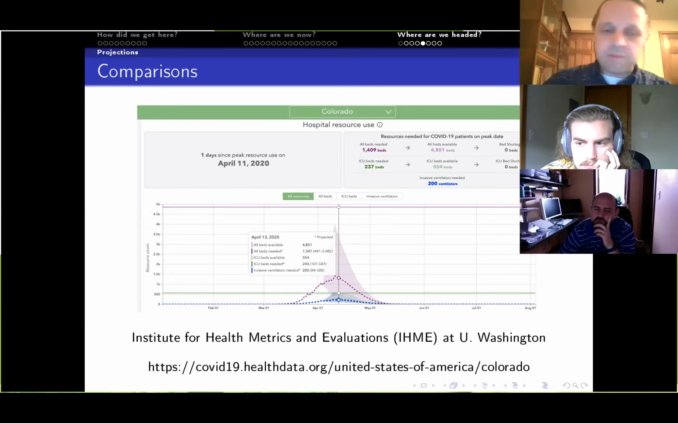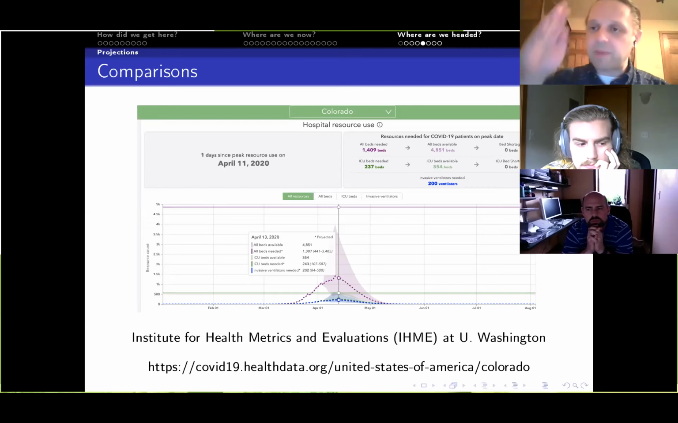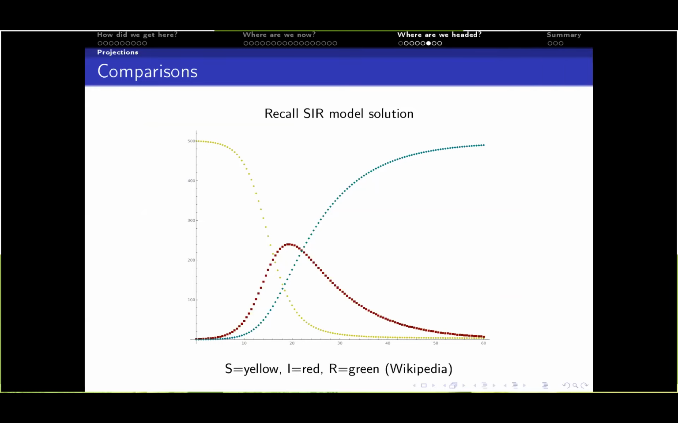There are two issues with this model. One is that if you're using, say, the data from Wuhan, which is what they had previously, or even the data now from Colorado, you're going to assume that the number of infections will go up and go down in a mirror image. And if you look at the SIR model, the red curve there does not look symmetric, right? So there's a disconnect between these mechanistic models and this more statistical model.